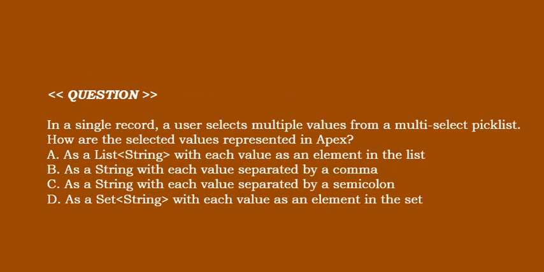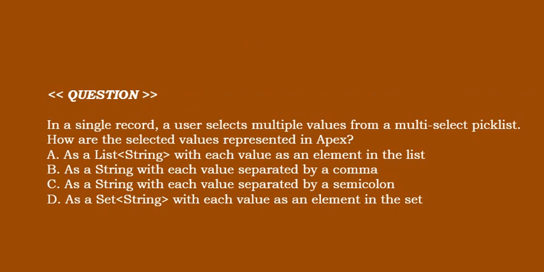Correct answer is option B, C and option D. Next question is, in a single record, a user selects multiple values from a multi-select pick list. How are the selected values represented in Apex?